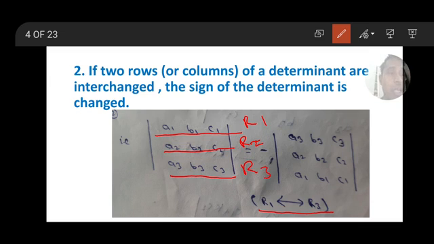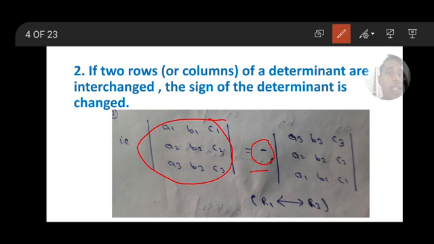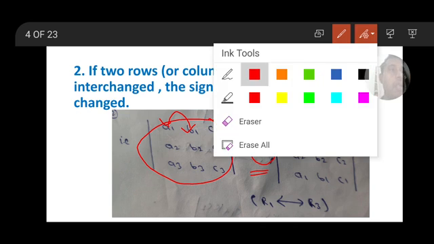I am interchanging here R1 and R3. Two rows are interchanged, means A3, B3, C3 is the first row and A1, B1, C1 is the second row. Then the value of the determinant will have an extra minus. If you interchange two columns it is also the same. If you interchange any two columns, then also the sign of the determinant changes. Positive becomes negative, negative becomes positive.